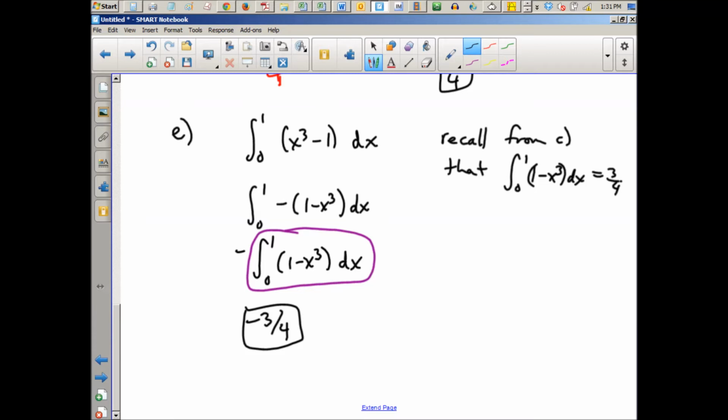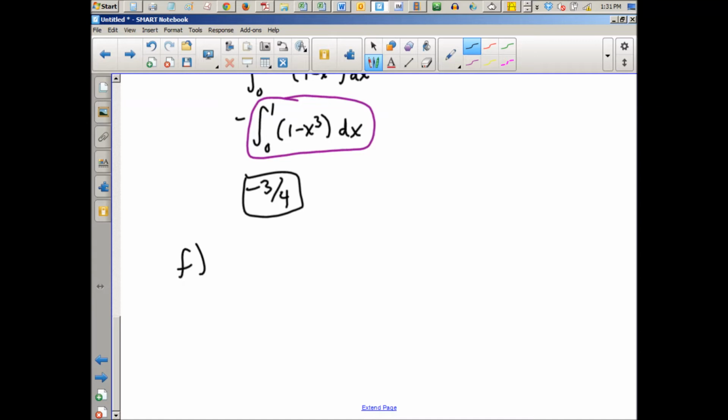Okay, what about part F? What sets part F apart from the others? Like, what makes this one so different from the other five questions I gave you? Yeah, it looks like we're dealing with an entirely new function here, right? Now we're talking about cube root of x. That's a brand new graph. But what relationship do cube root of x and x cubed share? Isn't this the inverse function?